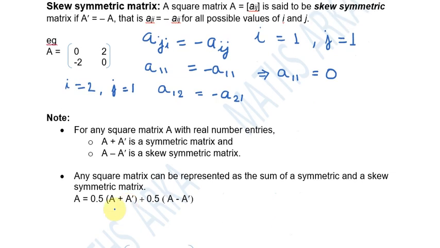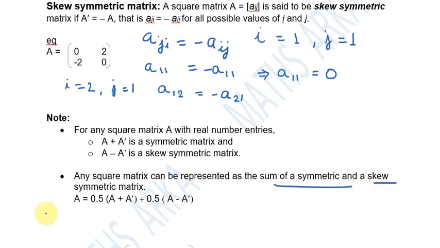Now let's see the notes. For any square matrix A with real number entries, A plus A dash, that is A plus A transpose, is a symmetric matrix. So whatever be the matrix, just add A and A transpose and it would be a symmetric matrix. Similarly, A minus A dash, if you subtract the transpose of A from A, that would be a skew symmetric matrix. Hence, for any square matrix, you can represent it as a sum of a symmetric and a skew symmetric matrix.